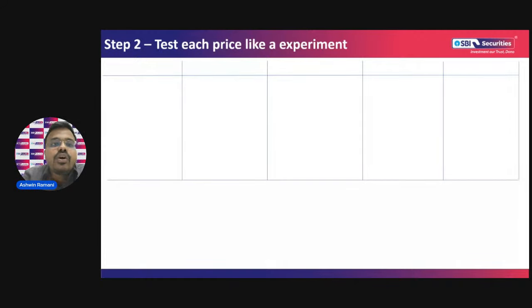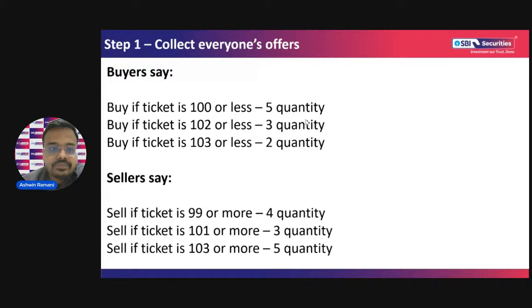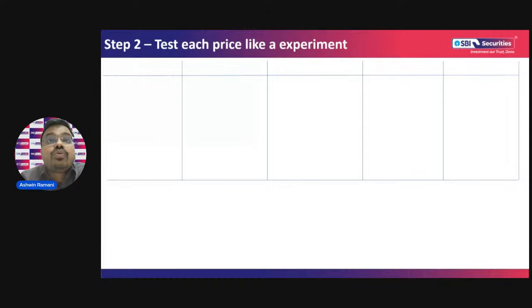Now to match the order, we have to test each price like an experiment. What are the different prices that are available here? If you all can let me know in the chat box. How many different unique prices do you see here? Combining both the buyers and sellers, what are those unique prices that you see for a ticket price? And we have to test each price like an experiment. We have to test all the prices here.